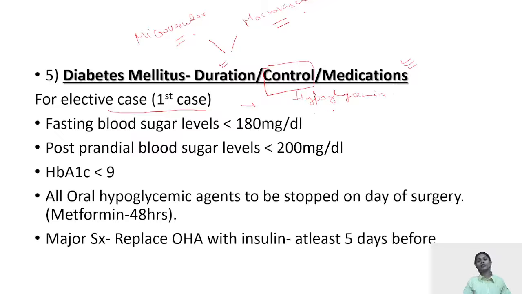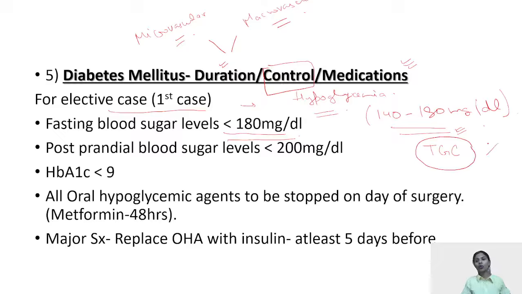Okay, so we can't keep these patients fasting for very long. The recommended level of fasting blood sugar is less than 180, or if asked a range, then 140 to 180 milligrams per deciliter, sorry, I said mercury, milligrams per deciliter, is the range in which the glycemic control has to be maintained. Please remember, tight glycemic control is no longer recommended, because that made patients very prone to hypoglycemia.